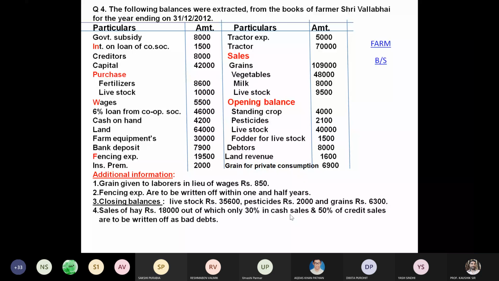12,600. So here clearly mentioned 50% of credit sales are to be written off as bad debts. Means 50% of 12,600, which is 6,300, will be written off. And other 6,300 becomes receivable. So the amount which is written off will be debited as a bad debt to the farm account.